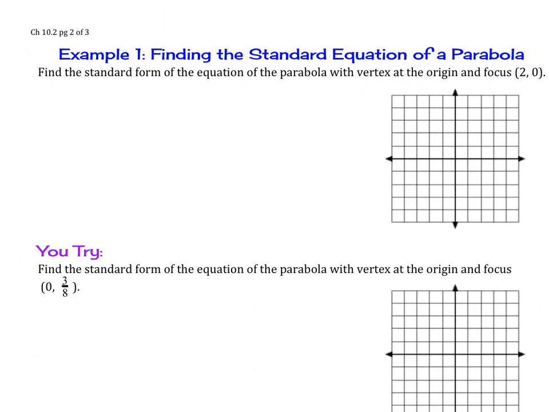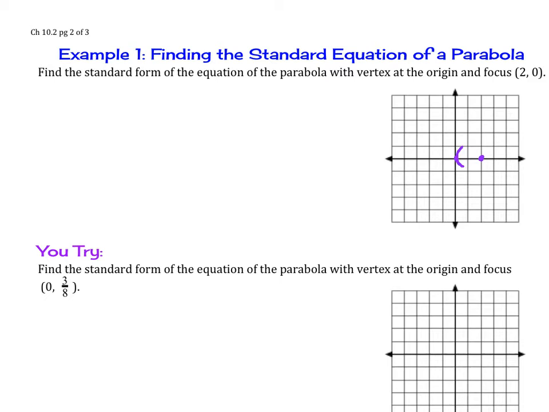So let's find the standard form of the equation of the parabola with vertex at the origin, and focus at (2, 0). If the vertex is at the origin, let's draw it here, and the focus is (2, 0). So x is 2, y is 0, making sure we're graphing in the right place. The parabola faces the focus, so I know it's making that kind of shape.